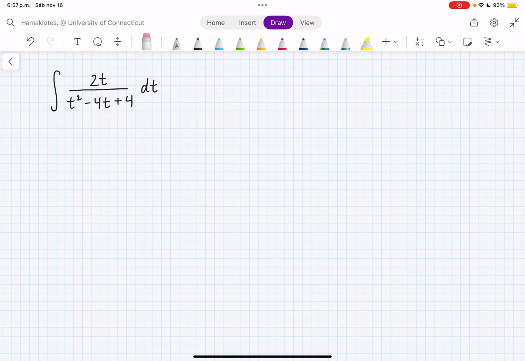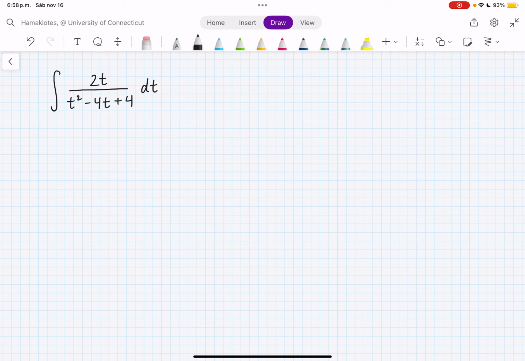In this video, we are going to compute the integral of 2t over t squared minus 4t plus 4 dt. So first, we think we might need to use some sort of u substitution, but it's not clear what u should be. But we see that we have a t squared in the denominator and a 2t in the numerator, so that's kind of promising.